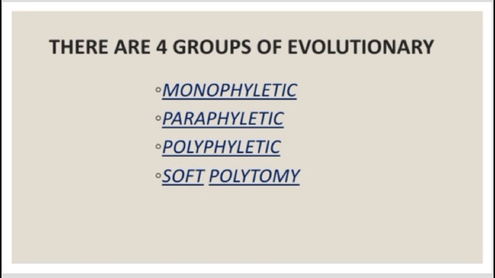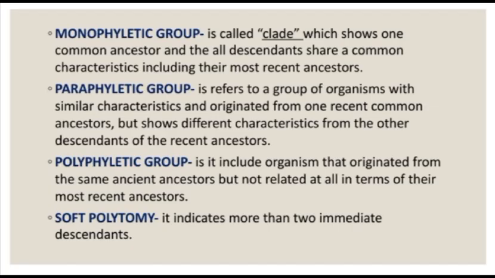So there are four groups of evolutionary relationships. First is the monophyletic, paraphyletic, polyphyletic, and soft polytomy. Monophyletic group is called a clade, which shows one common ancestor where all descendants share a common characteristic, including their more recent ancestors. So it means all the organisms in the same group came from one common ancestor and share the same characteristic. So for example, all birds came from one ancestor, so they form a monophyletic group.